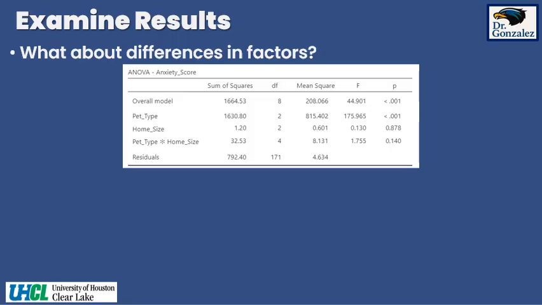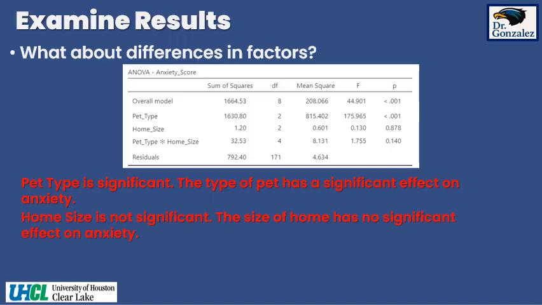So we're going to look at the differences in factors, okay? Pet type is significant, and I just pointed that out on the other side. The type of pet has a significant effect on anxiety. Home size was not significant. You can see that the p-value for home size was 0.878. That is greater than 0.005, so it is not significant.